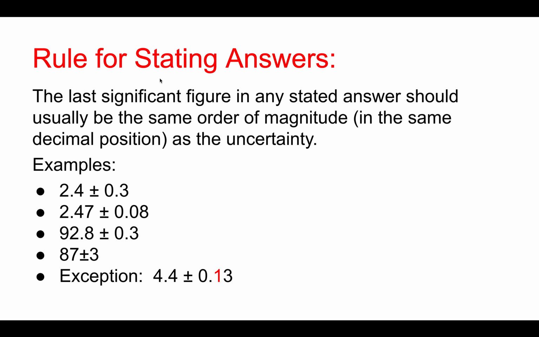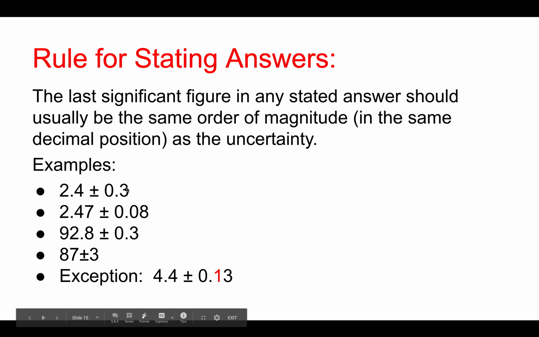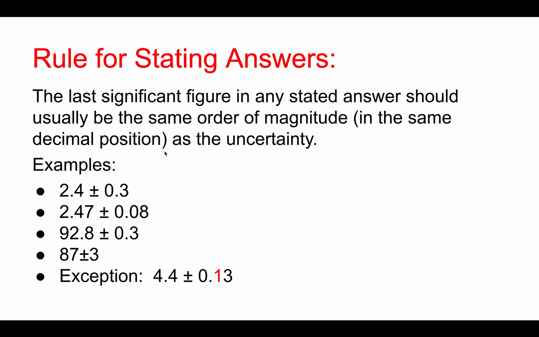So let's just go over some examples about how to state this. Okay. So we have 2.4 plus or minus 0.3. Again, all of these, well, these 4 have one significant figure in the uncertainty. And these 4 are all, the uncertainty is in the last decimal point of the best value. 10th decimal point, 100th, 10th, ones.